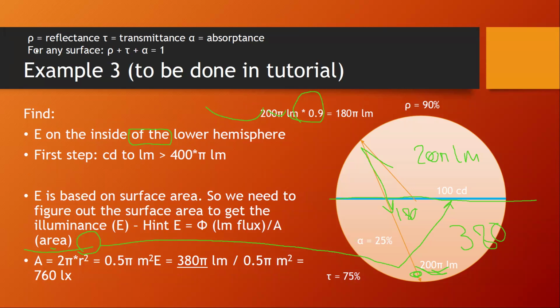Now, that 380 that we found is the key to everything. Because to calculate E, you have this equation. That luminous flux is that 380 that we found, and the rest of it is just history. You just need to put the A there, calculate everything for the globe, and plug in the numbers. You get this final number of 760 lux.